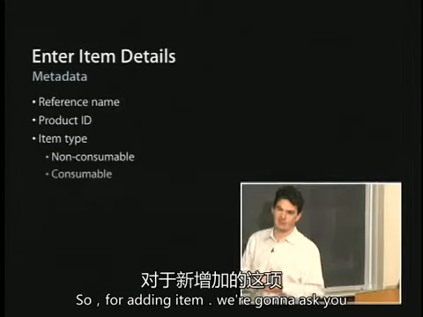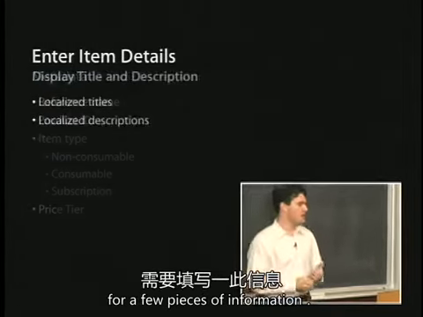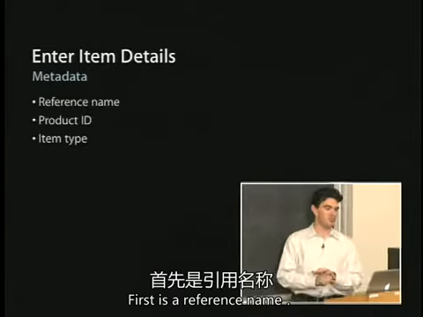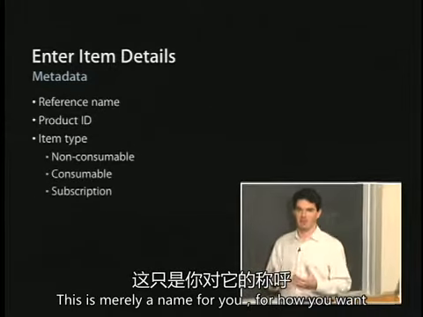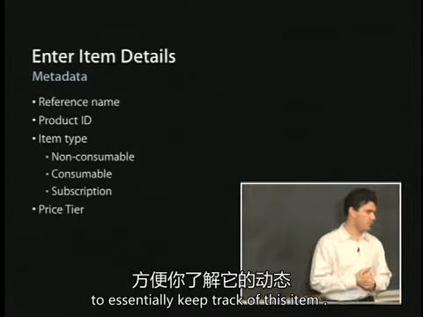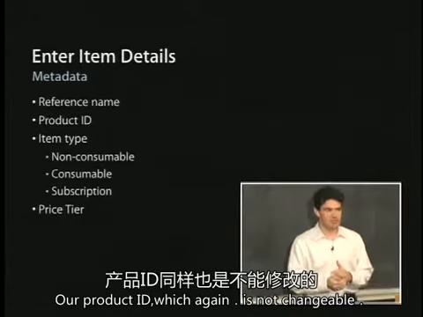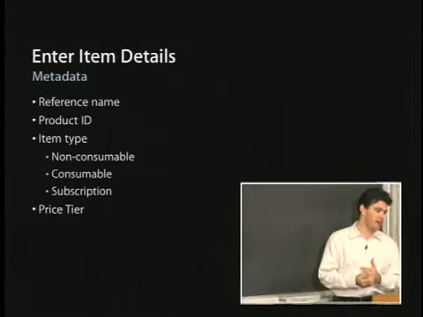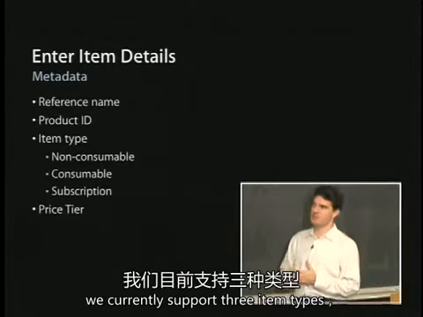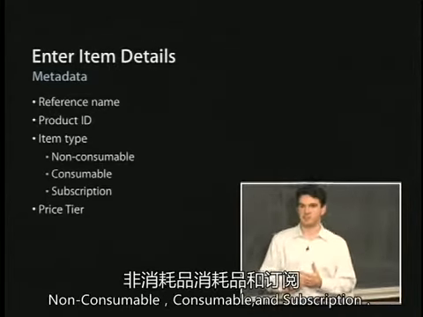So for adding an item, we're going to ask you for a few pieces of information. The first is a reference name. This is merely a name for you, for how you want to essentially keep track of this item. A product ID, which again is not changeable. The item type. We currently support 3 item types: non-consumable, consumable, and subscription.